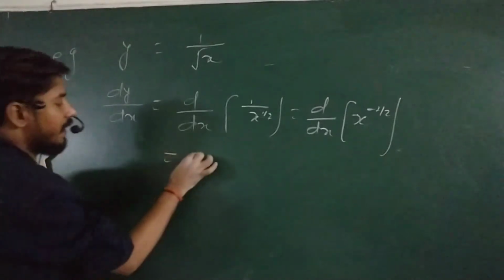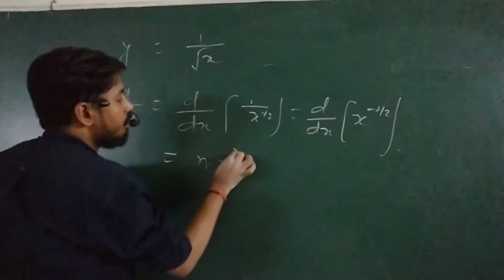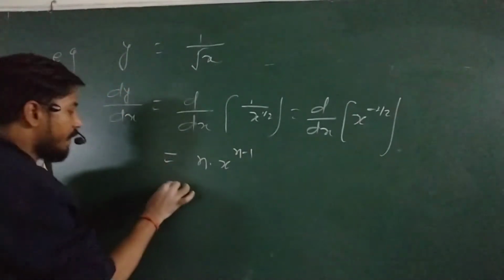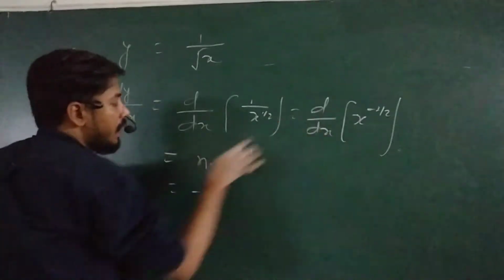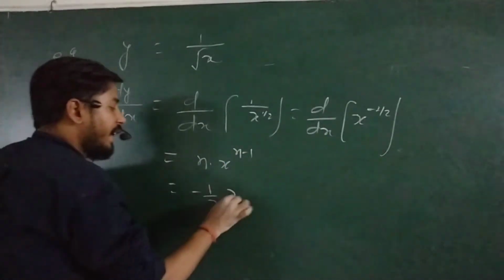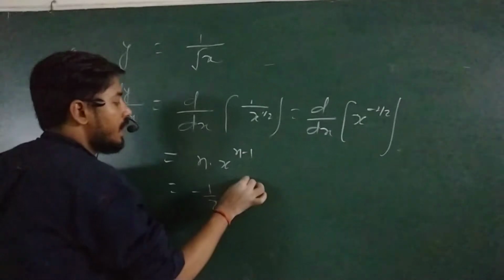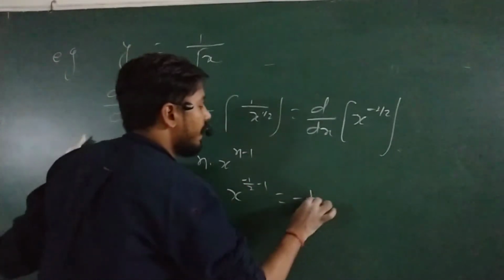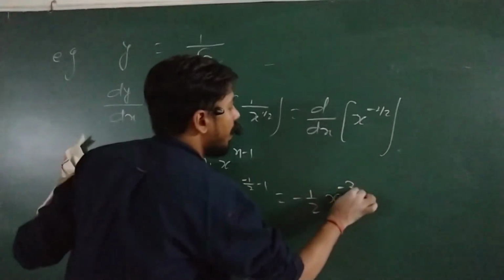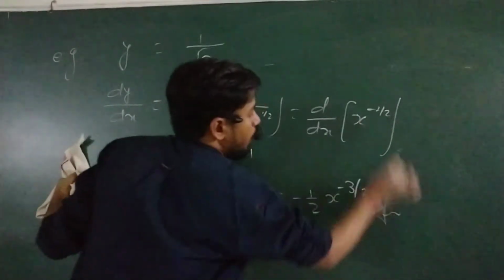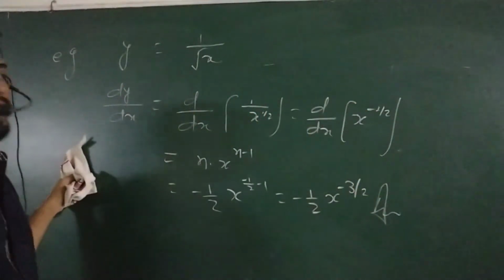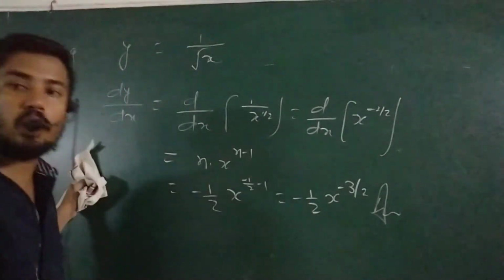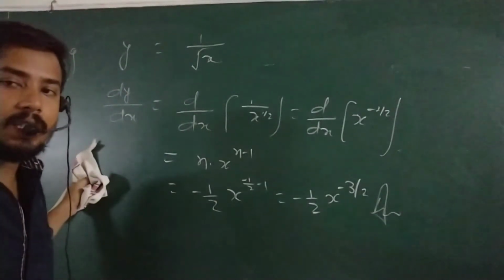So its differentiation will be n into x power n minus 1. It means minus half at the place of n, so minus half into x power (minus half minus 1). So the result is coming minus 1 by 2 x power minus 3 by 2, and this will be our answer. Yes or no? Is there any issue, anybody? No issue. See the next.